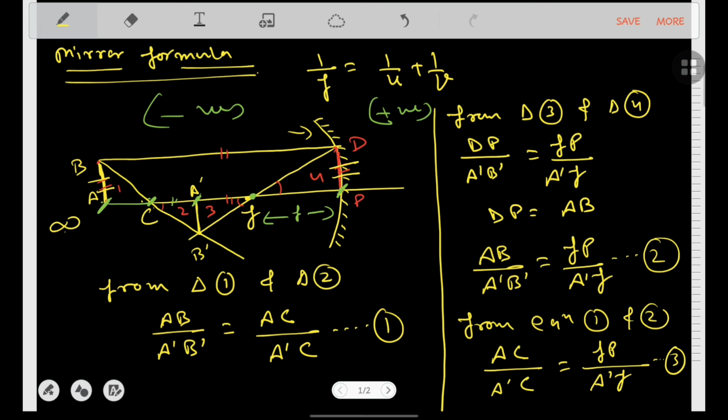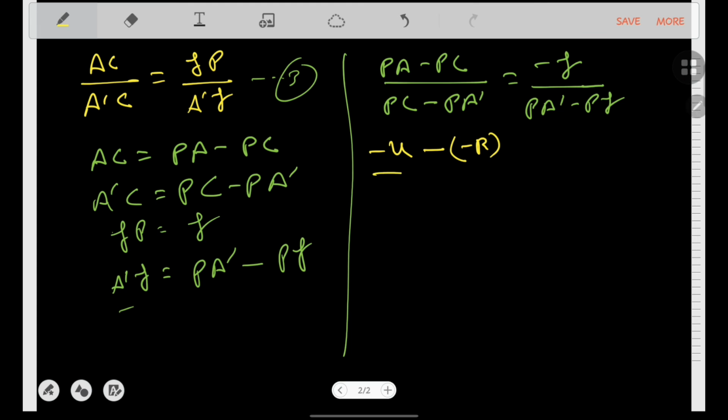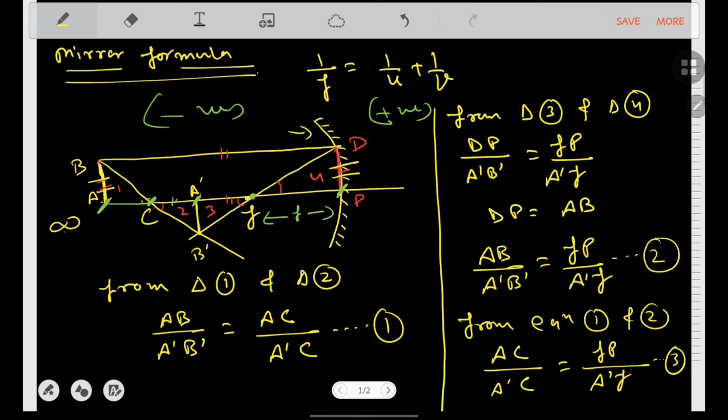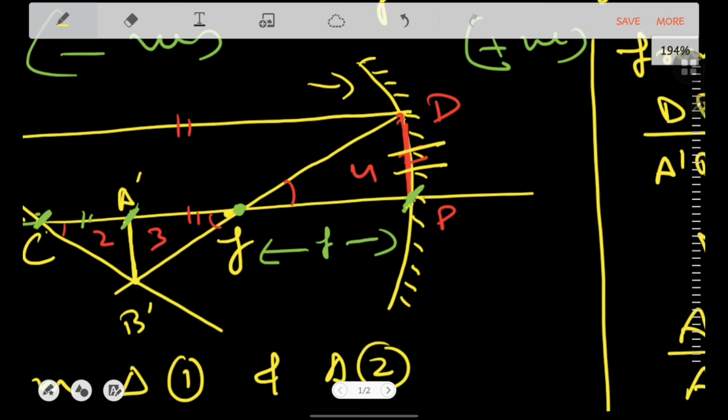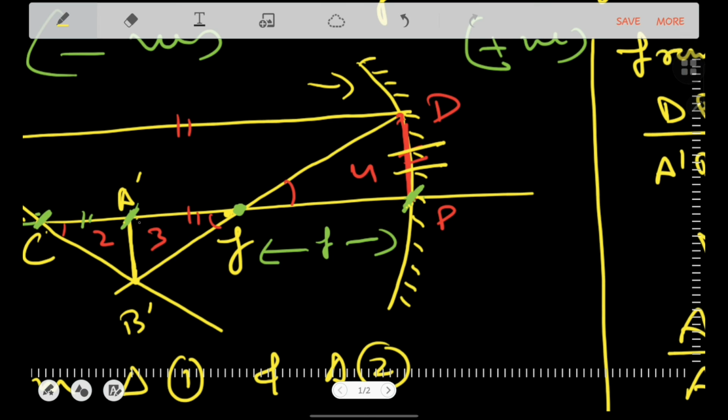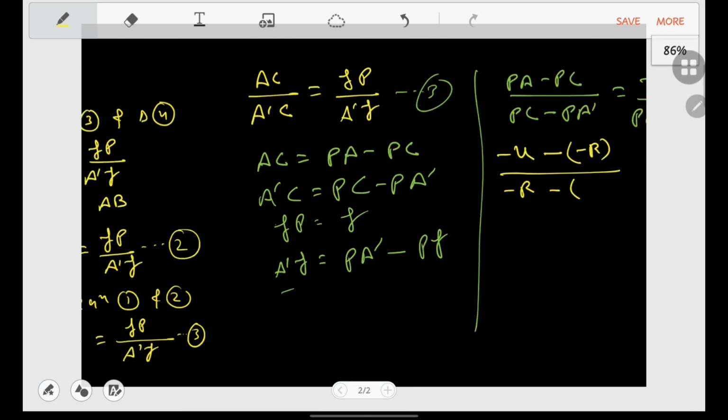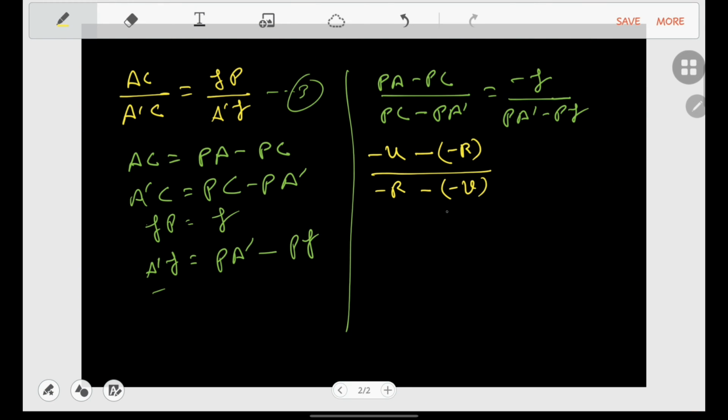Whatever we take is negative because it's forming a real image here. So we will write upon PC, which is again exactly the same, minus R, minus PA dash. What does PA dash stand for? The distance of the image, because the image is being formed at A dash, so obviously we can write PA dash as minus V, equal to minus F upon PA dash.